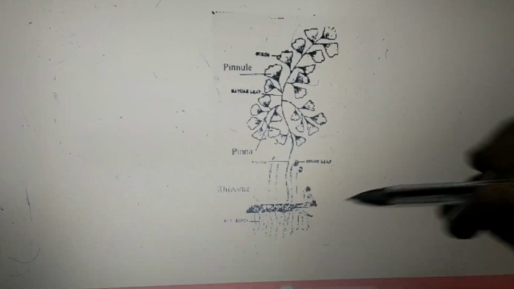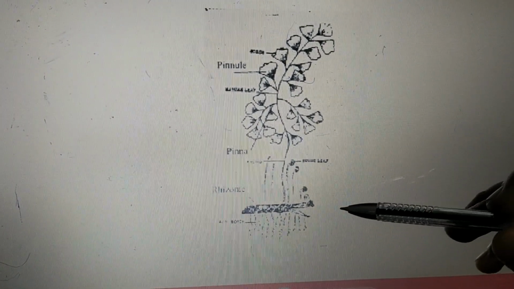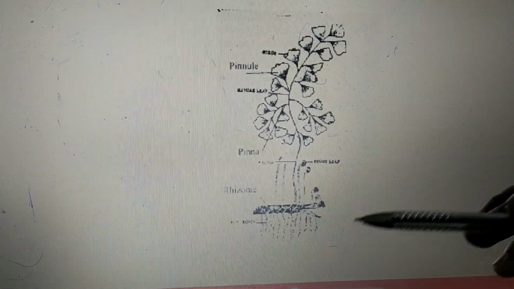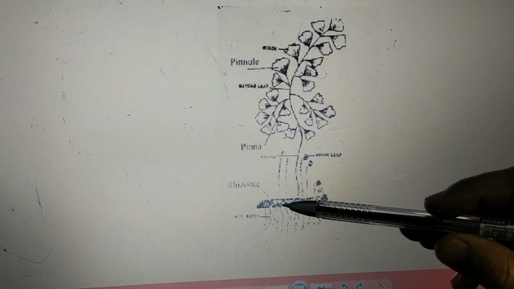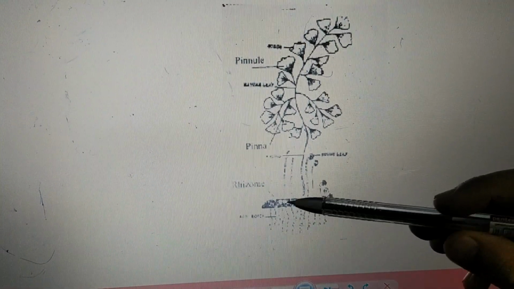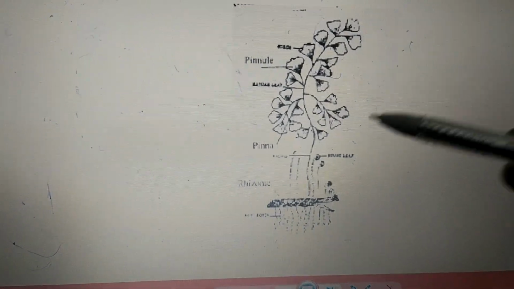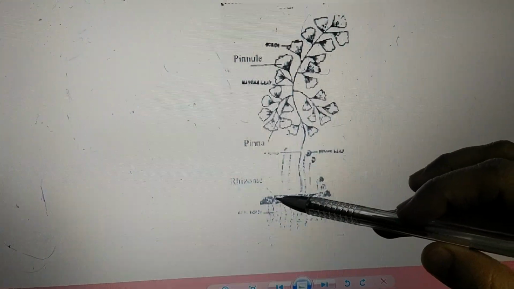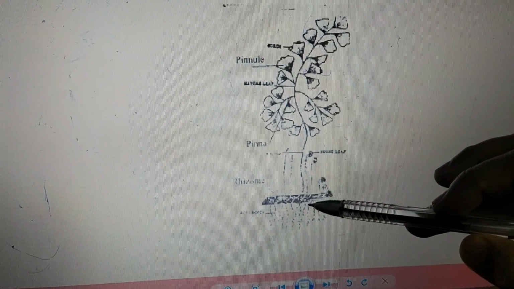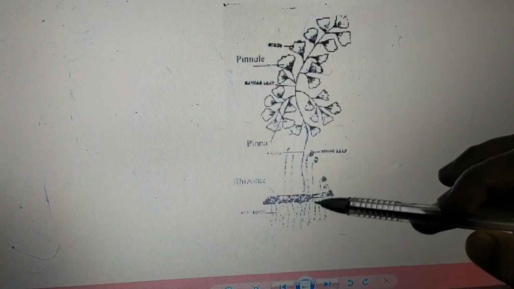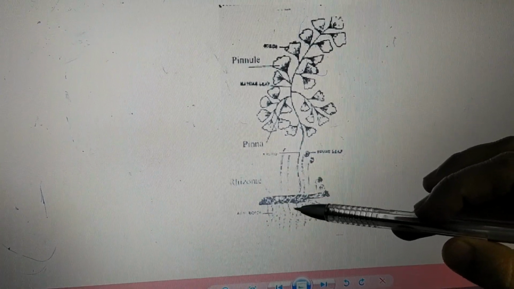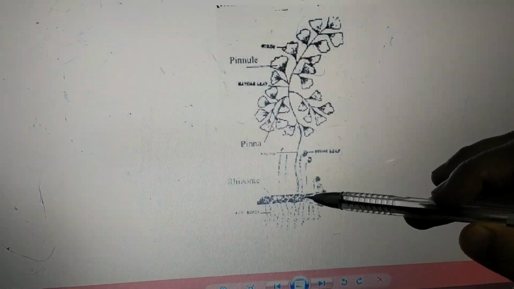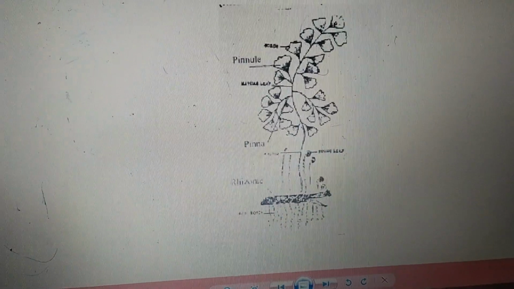It does not grow deep in the soil, just beneath the soil surface. Its rhizome grows horizontally near the soil surface, and it has a scaly appearance, with scales present on it, and these scales are called paleae. These scales cover the surface of the rhizome. From below the rhizome arise the adventitious roots, so the roots are adventitious in nature, arising from the rhizome.